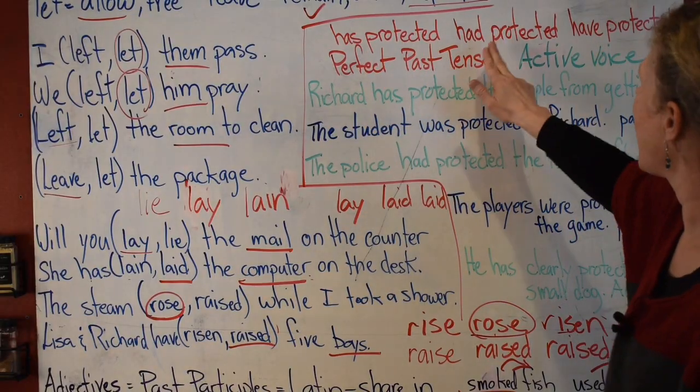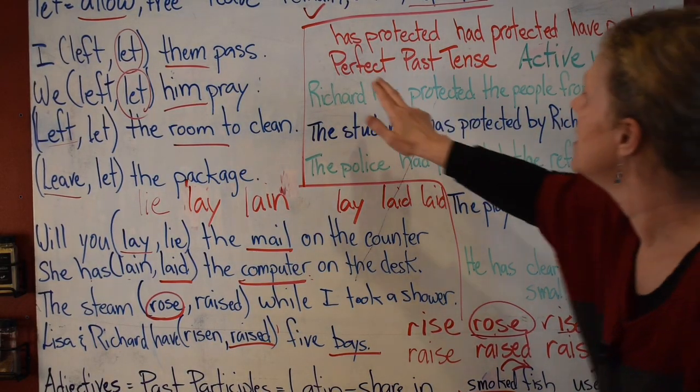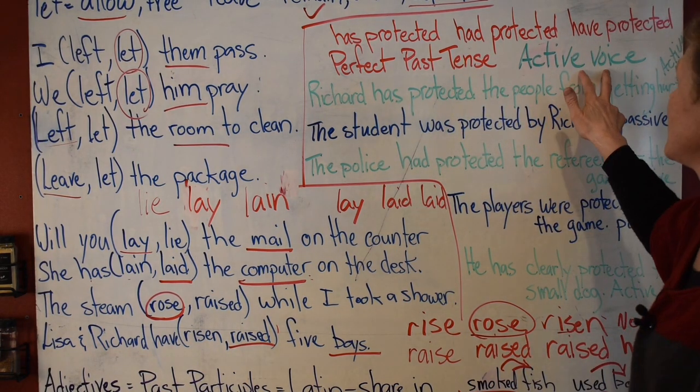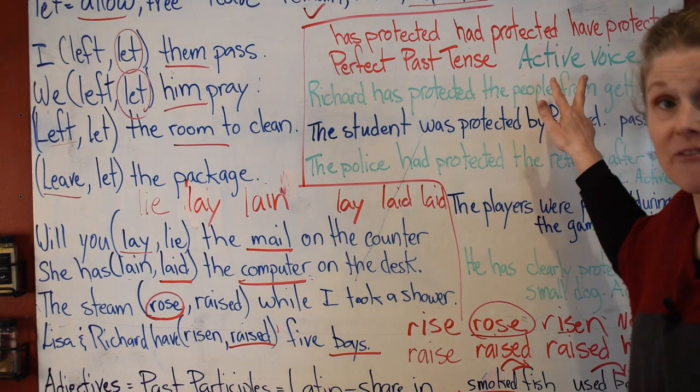Has protected, had protected, have protected. This is the perfect past tense. Guess what that does? That puts you in the active voice. Isn't that fun though?